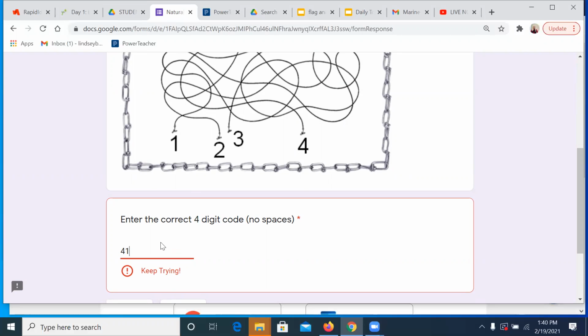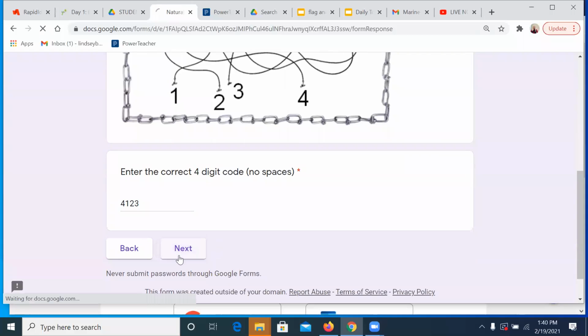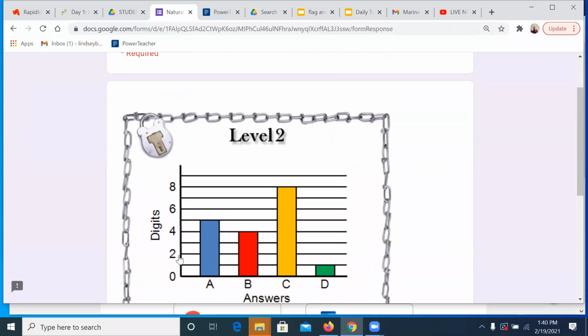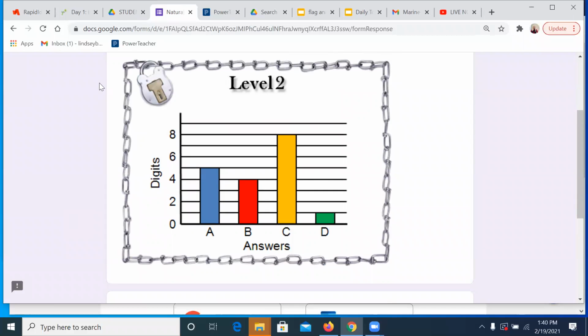If you continue on with that, you would eventually get a code that looks like this, and then you click next and it'll let you keep going. You'll make your way all the way through. At the very end, there's a slide that says congratulations, and you will take a screenshot of that to turn it in for credit today.